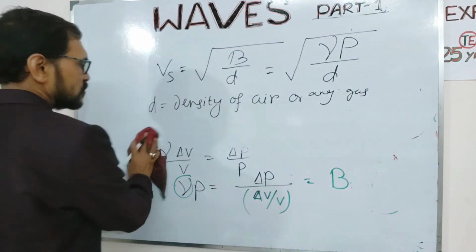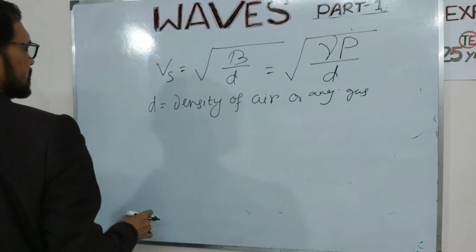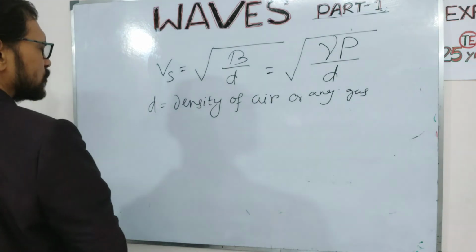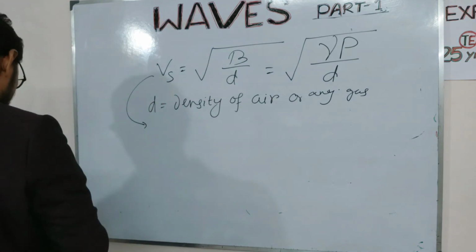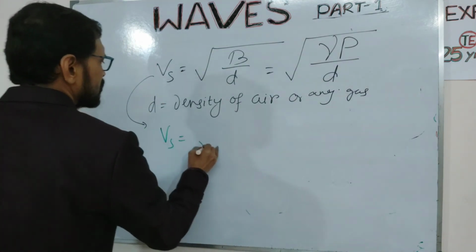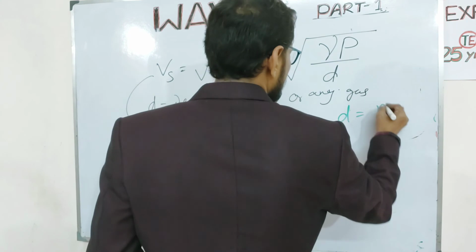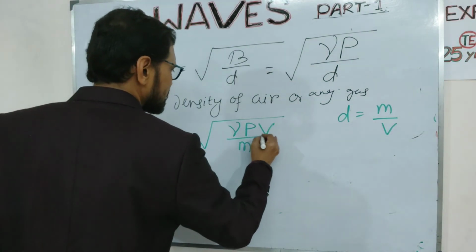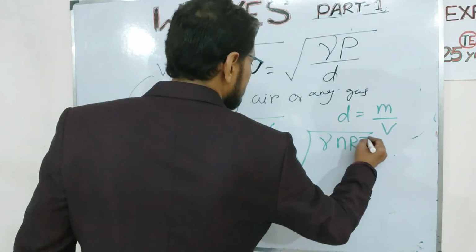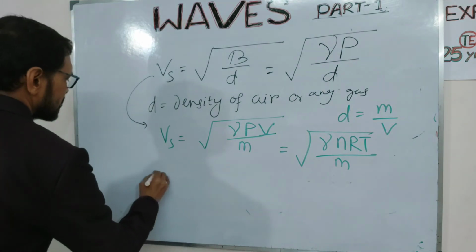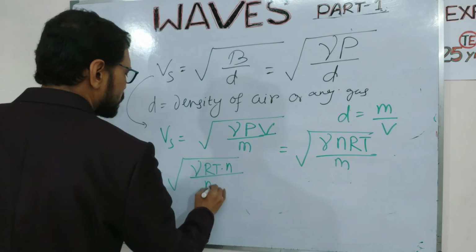What is the effect of temperature and molecular weight of a gas on the velocity of sound? From this we get velocity equal to root over gamma P by D. Now what is density? Density equals mass by volume, D equals m by V. Now what is PV? PV equals nRT. Now mass equals number of moles into molecular weight.